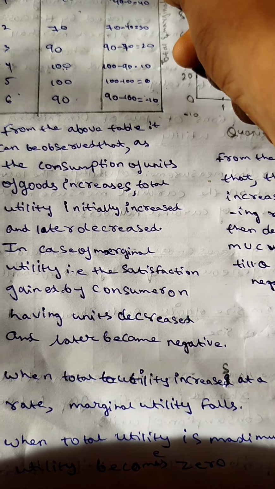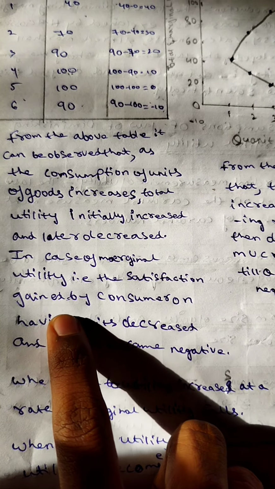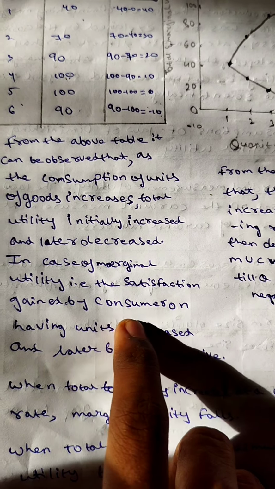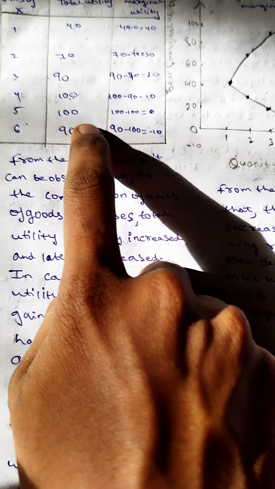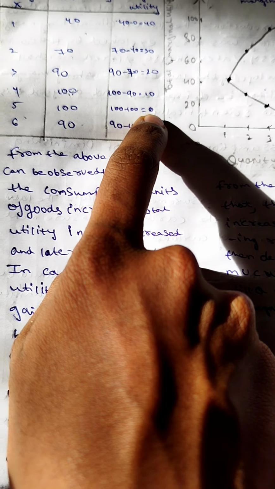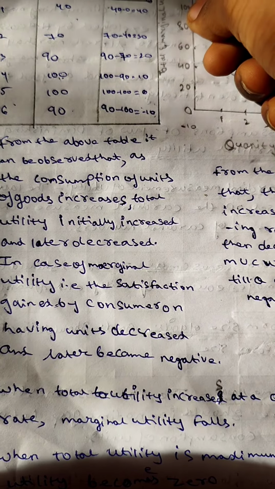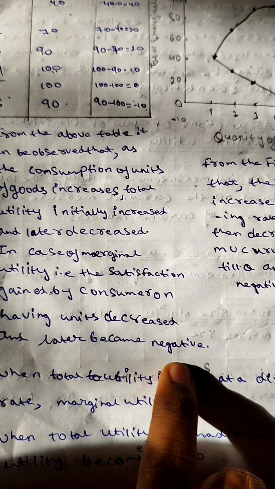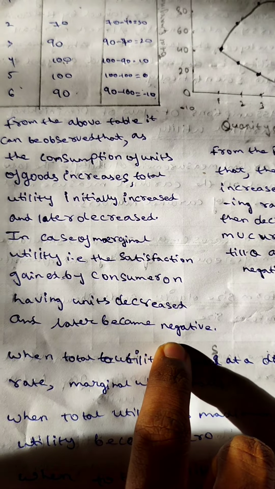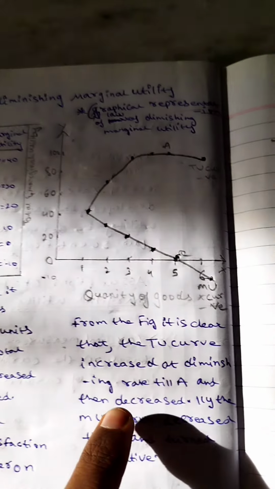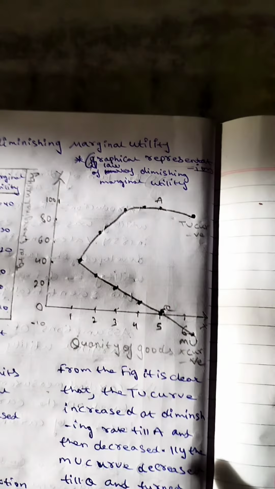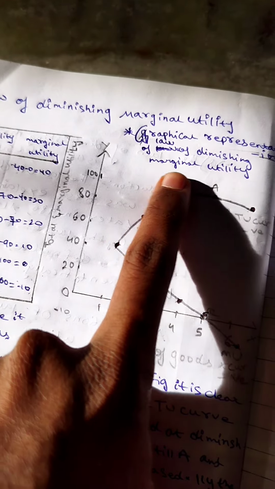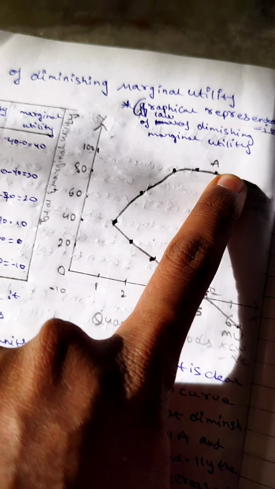In case of marginal utility, the satisfaction gained by the consumer at the fifth unit is 0, and later it becomes negative. Here is a figure. It is a diagram of marginal utility, the graphical representation of marginal utility.